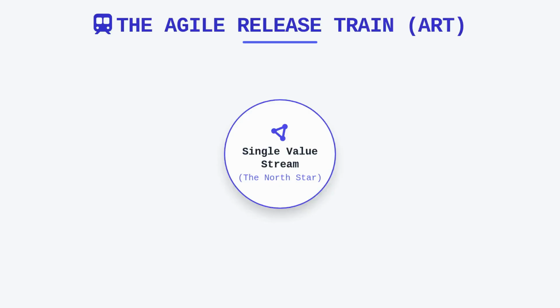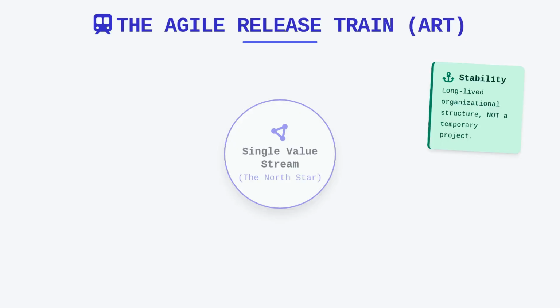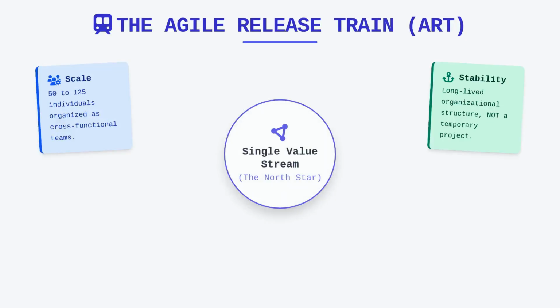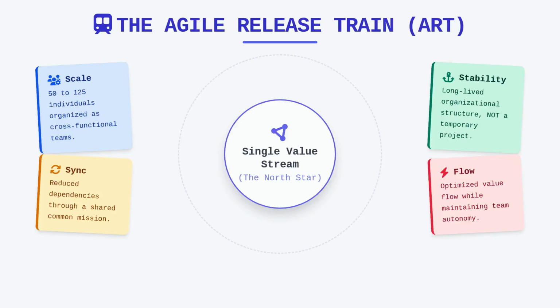This is not a project-based temporary grouping, but rather a stable organizational structure that persists over time to deliver a continuous flow of value. By grouping 50 to 125 individuals, the ART synchronizes their efforts toward a common mission, ensuring that multiple teams move in the same direction despite their different areas of focus. This synchronization reduces dependencies between teams and allows for a coherent, integrated delivery of solutions.